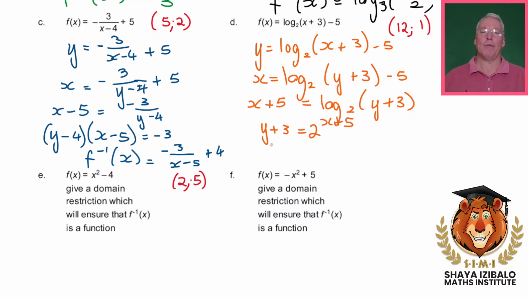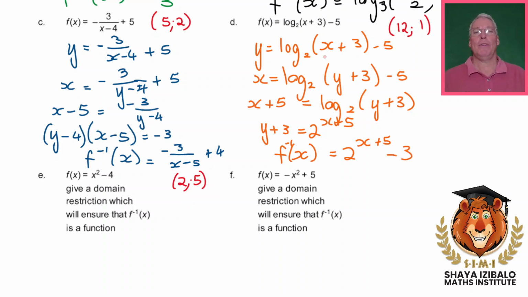The last thing we're going to do is subtract 3 from both sides, but I'm also not going to write it as y. I'm going to write it as f inverse of x equals 2 to the x plus 5, minus 3. Okay, let's check that.